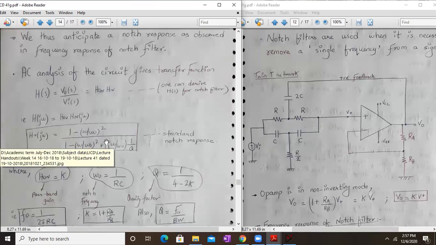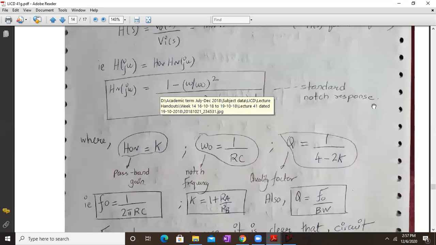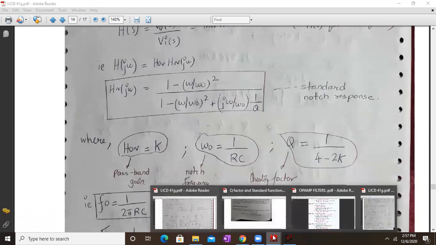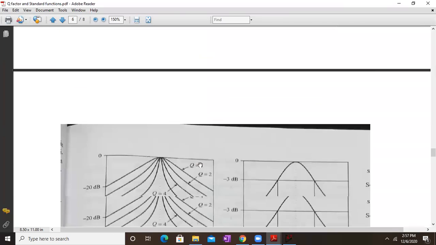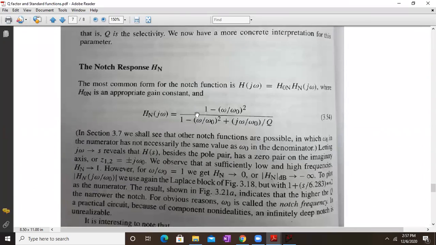If we do the AC analysis of the circuit, it gives the transfer function in the following form. We have not derived it. One can derive it in a similar manner on the lines of the low pass, high pass, and band pass responses. So here I'm directly writing the result. This is the standard notch response equation. I'll show it to you. Notch filter. So here we have a notch response.